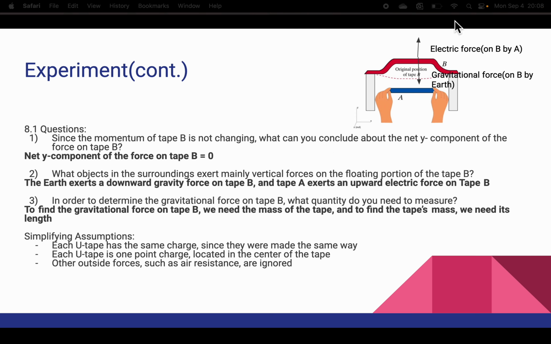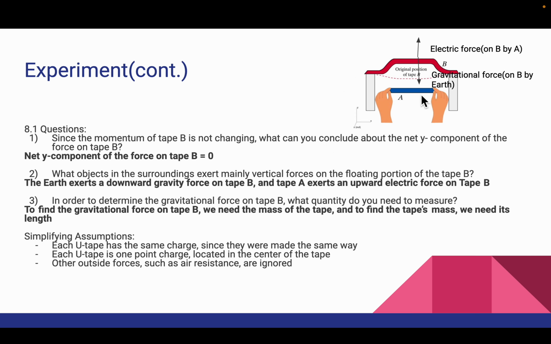So this was the model that I used to observe the interactions between the two U-tapes. As you can see from the free body diagram, the main Y components of the force on tape B are the electric force and gravitational force, and since the momentum of tape B is not changing, the magnitudes of these two forces have to be equal and opposite in direction. And then to determine the gravitational force on tape B, you need to find the mass of the tape.